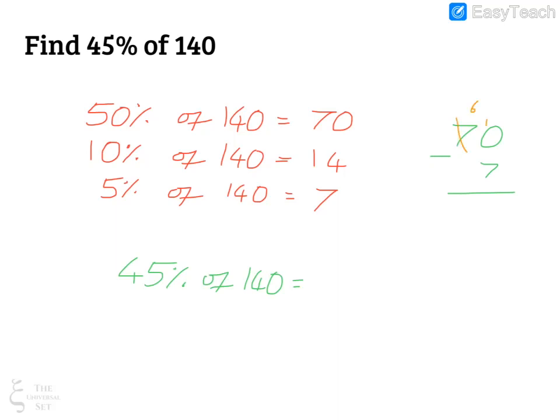I've got 10 take away 7 is 3, 6 take away nothing is 6, I've got 63. So my answer here is 63. 45% of 140 is 63. Good. A few more like that.